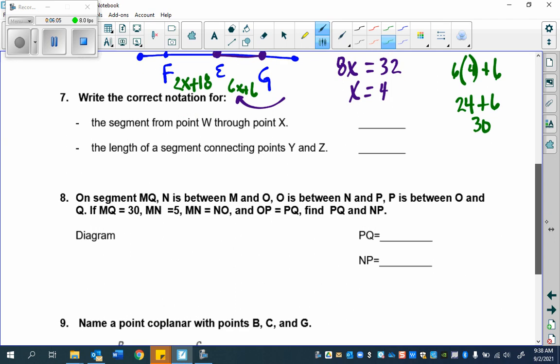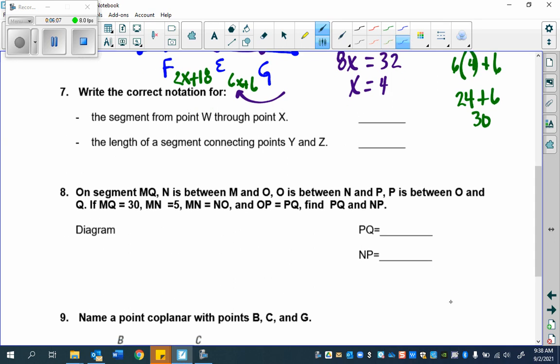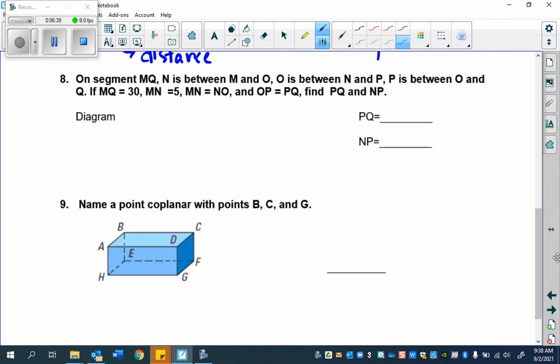Okay, let's take a look at 7. The correct notation for the segment, it says it's a segment, so it's got to have the line on it from W through point X. That means it's including each of those points, W and X. When I talk about the length of the segment, this represents the distance from Y to Z, and that's just going to be YZ.